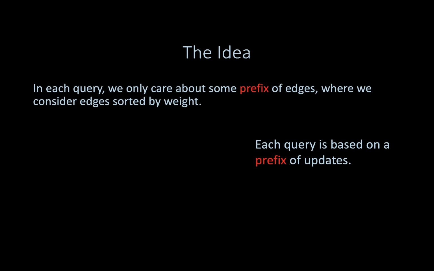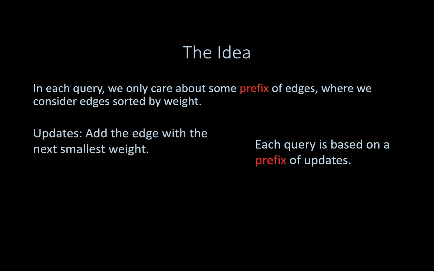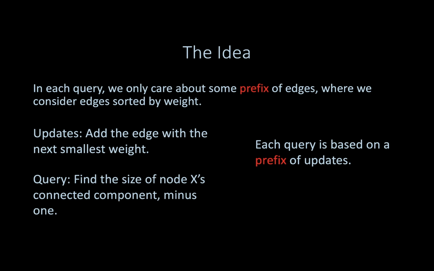And since we want some prefix of edges when they're sorted by weight, maybe we should sort our edges first and then perform updates in that order. And in fact, there's a pretty simple solution. Well, we could simply have the update where we add the edge with the next smallest weight, and the query is to find the size of node x's connected component minus 1. Well, what does this really mean?